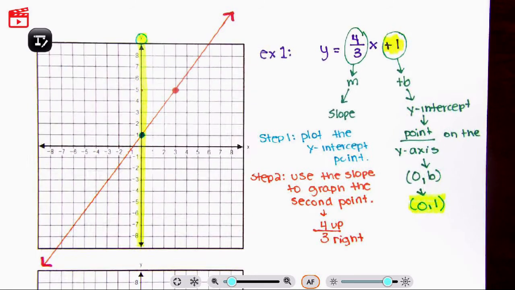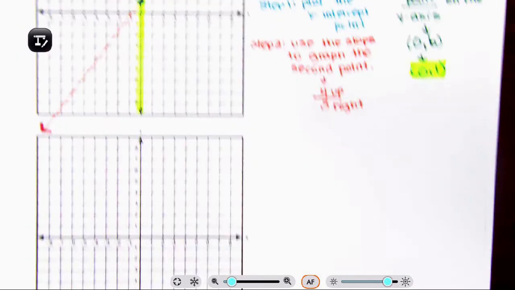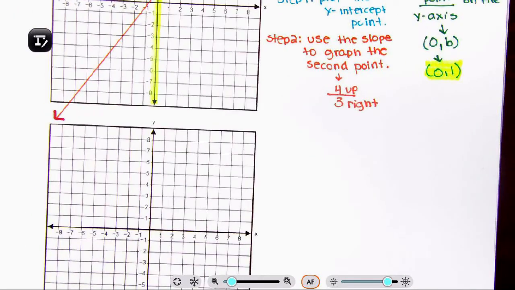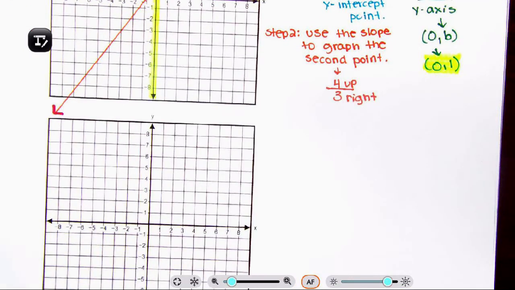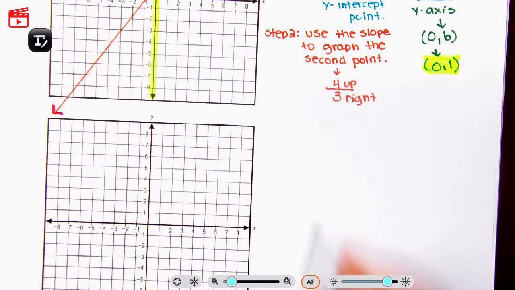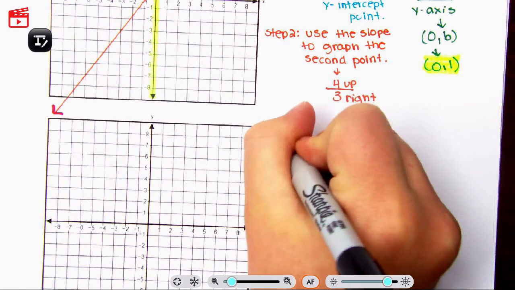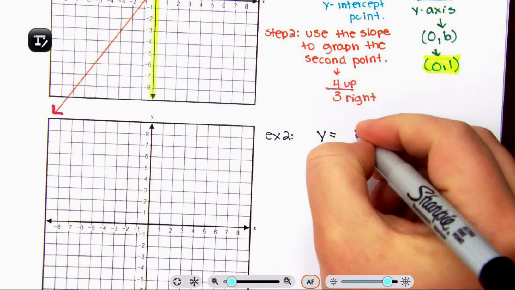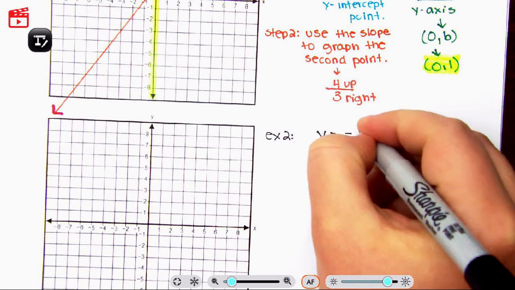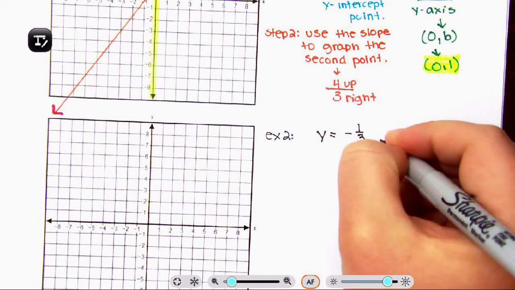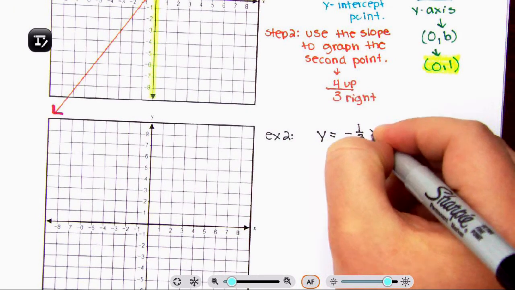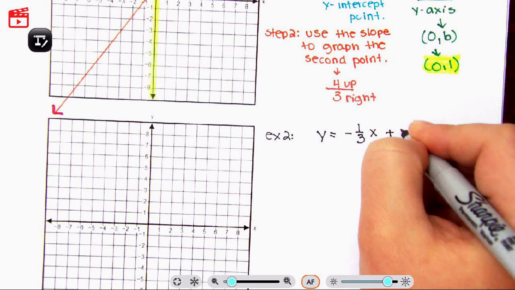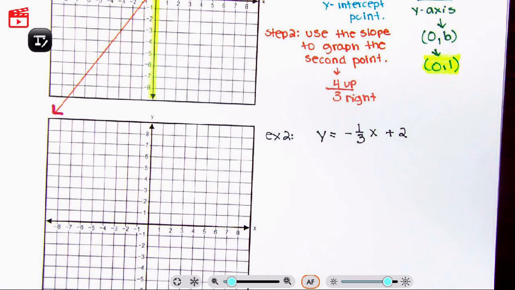All right, let's try another one. Example 2. And let's see if I can throw in some negatives for you. Y equals negative 1/3 x plus 2. Again, 2 things that are super important.